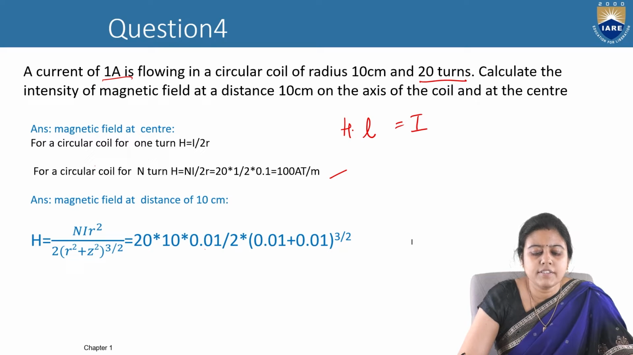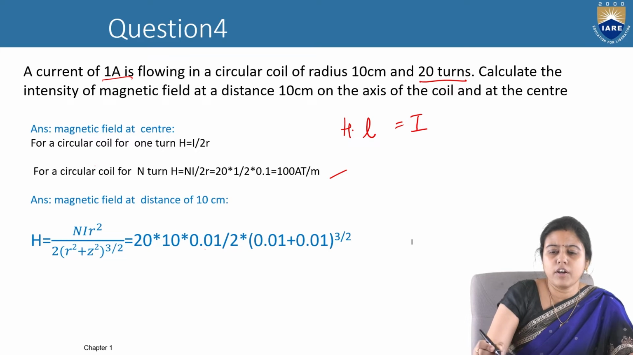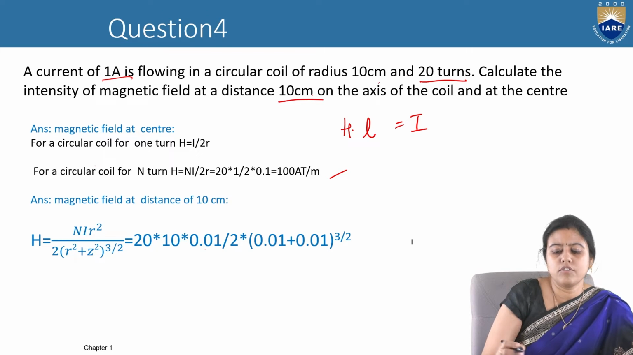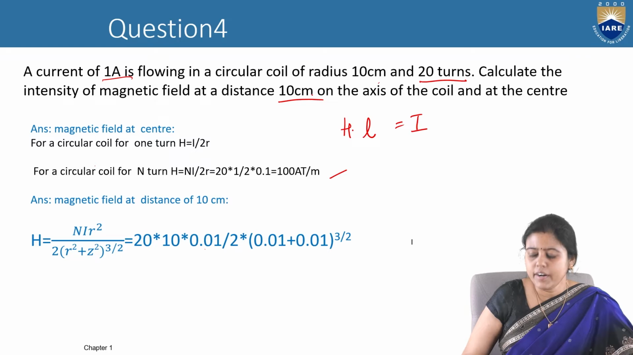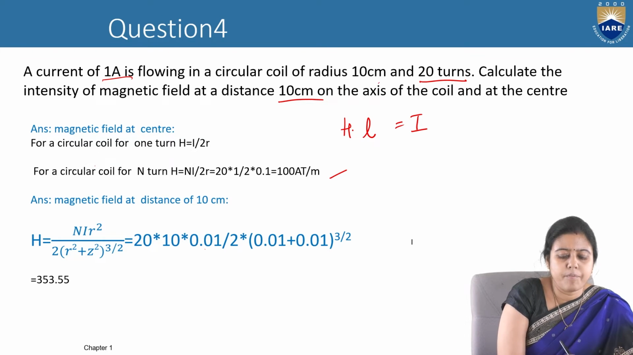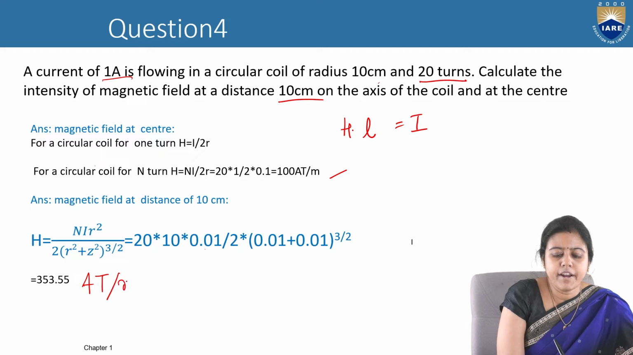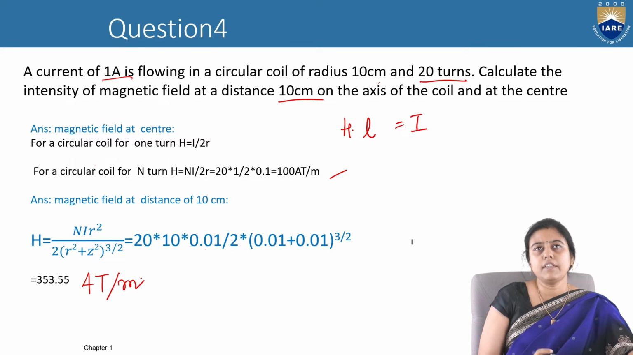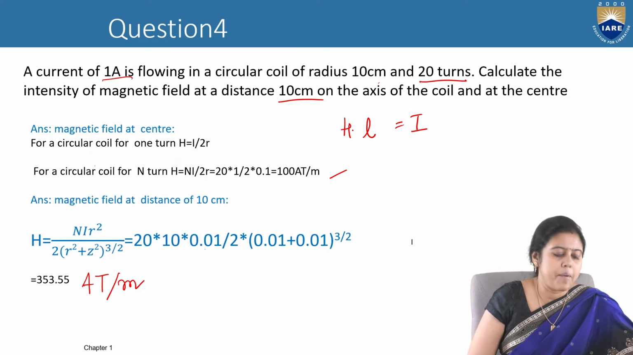So it is Ni into 0.01 divided by 2 into 0.01 plus 0.01, because 10 centimeter is also 10 centimeter to the power 3 by 2, and we got the value 353.5. The unit will be always ampere turn per meter.